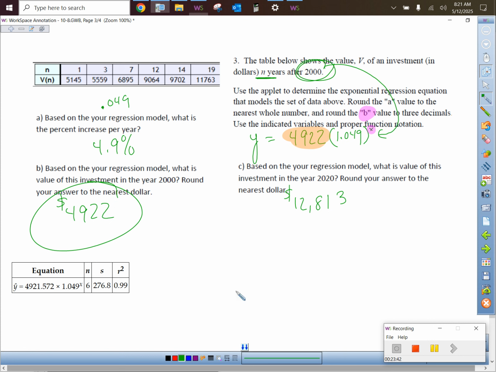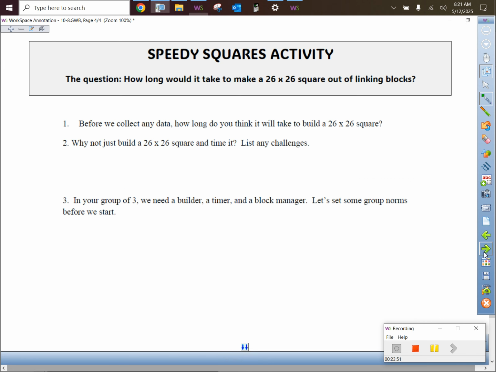So that's it. On the back side, there is an activity, but you must be present to do this activity. It is very, very challenging to do all by yourself because you don't have the materials.